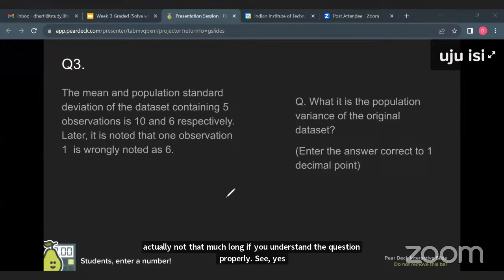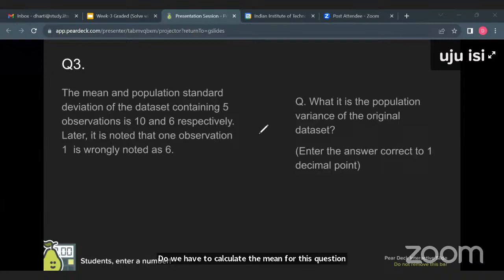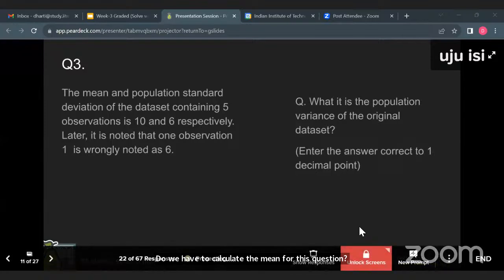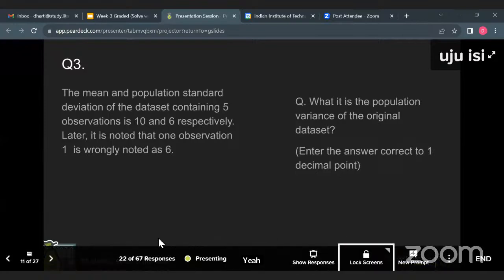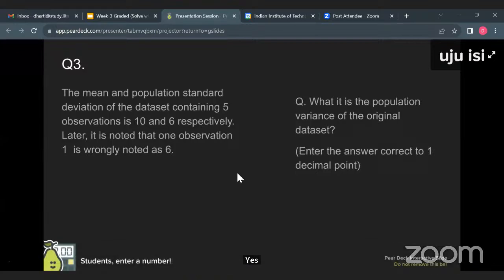Ma'am, do we have to calculate a mean for this question also? Actually, mean is given to you, na? Mean is given. So we only calculate the variance. So we put x bar equal to 10. See how we are doing. Okay, we just have a solution now.